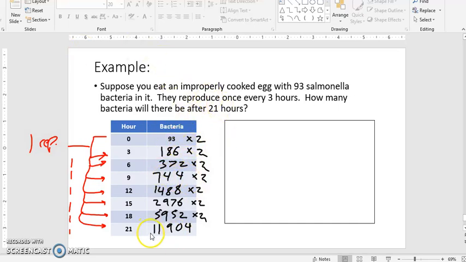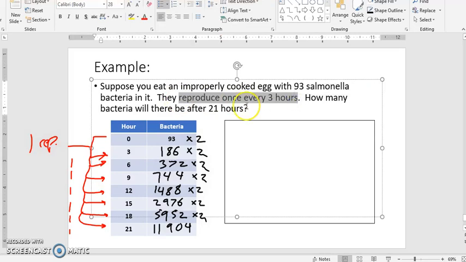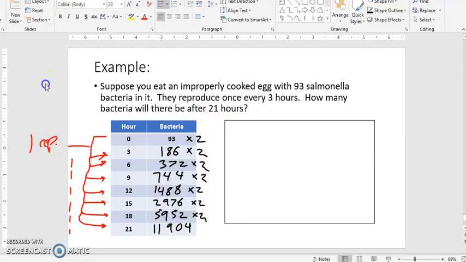And once again, I can't emphasize enough: it doesn't matter how many hours pass. What matters is how many reproductions occur. That's when you multiply by 2. It's not every hour, it's every 3 hours. So I'm going to sketch a graph up here really quickly, just so that you can see what this would look like if it was all scaled properly.